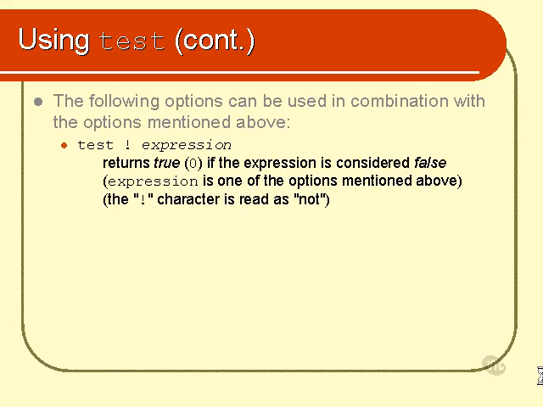Test exclamation mark expression. Now you read the exclamation mark as the word not, so you can think of this as returning not the expression. So if the expression is false, then test will give you a value of true, and vice versa. And the expression is one of the things that we saw earlier, like is the file writable? Then you could say, well, I'll show you an example.